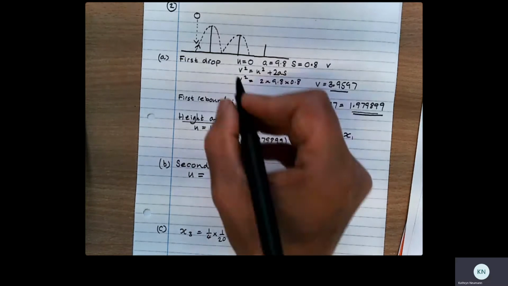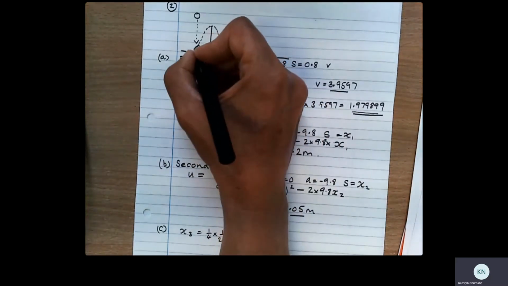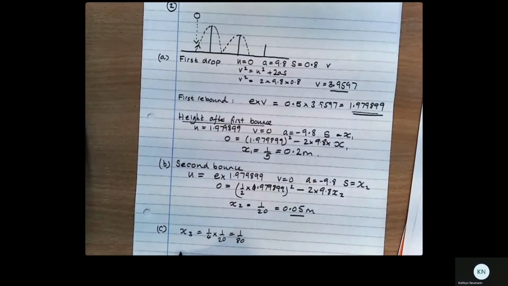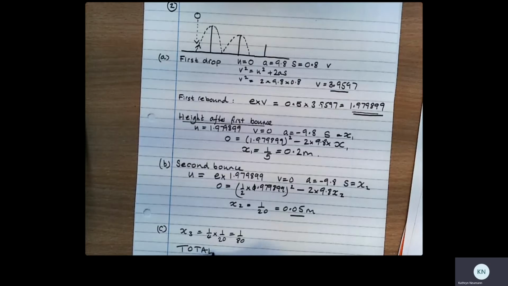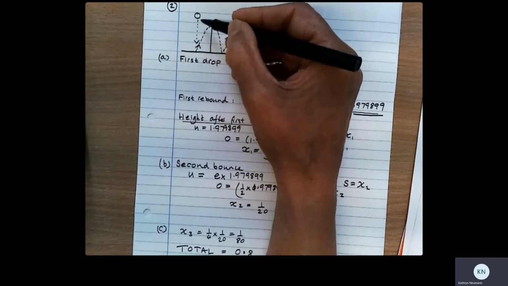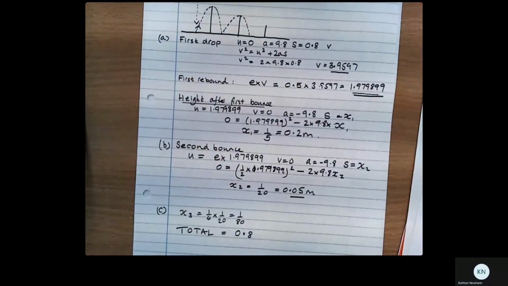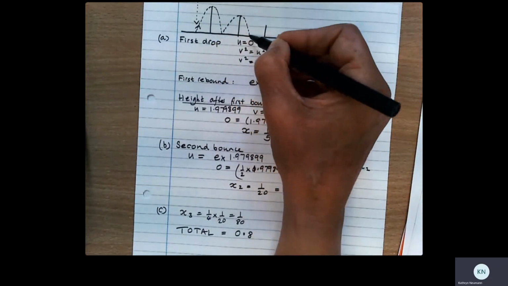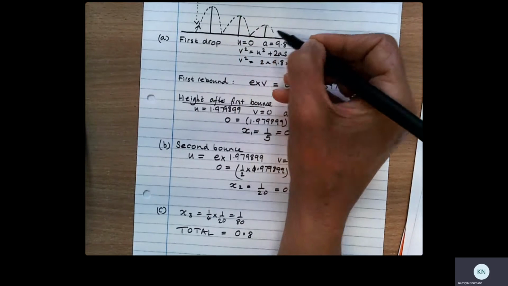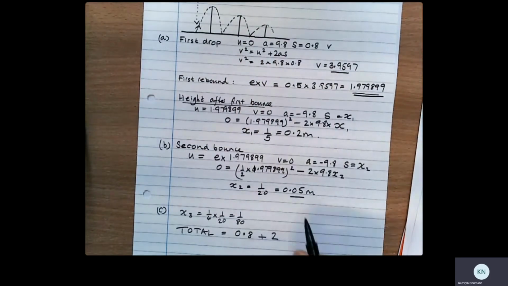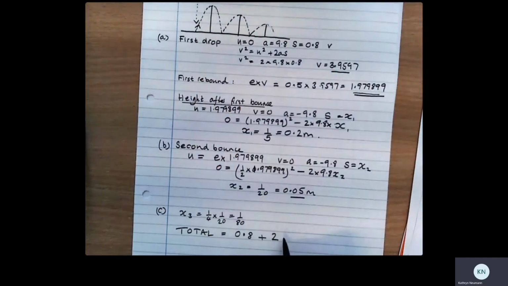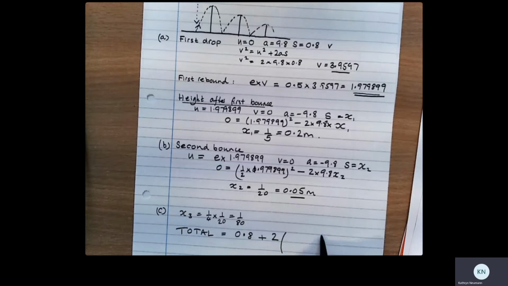The total distance travelled is going to be this drop here, which we add on at the end or at the beginning, so let's work that out. So the total is going to be 0.8. This is the first drop here. Then it's going to go up to the first height and down, up to the second height and down, up to the third height and down. So it's going to do 2 times each of these heights. And these heights form a geometric sequence.